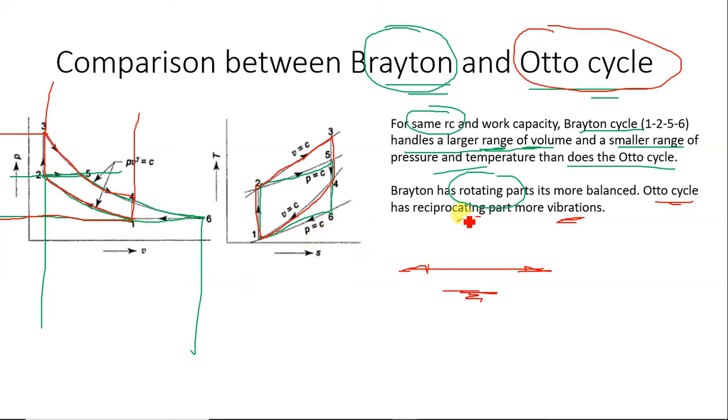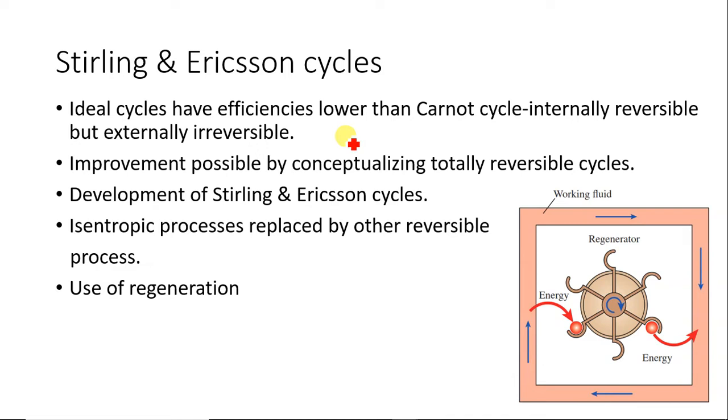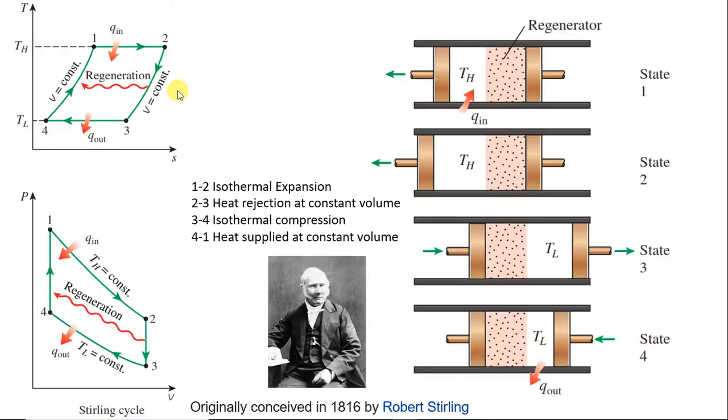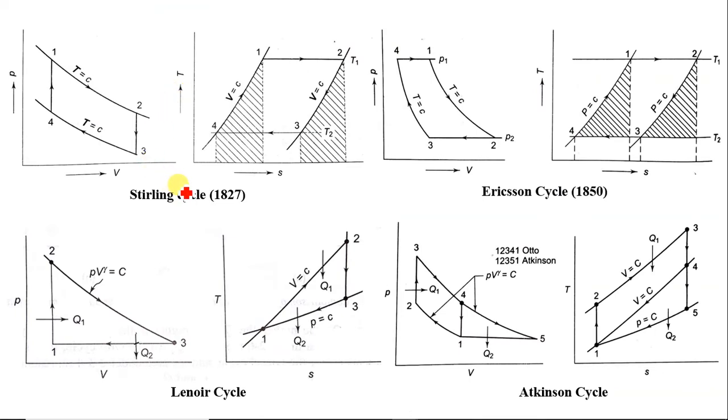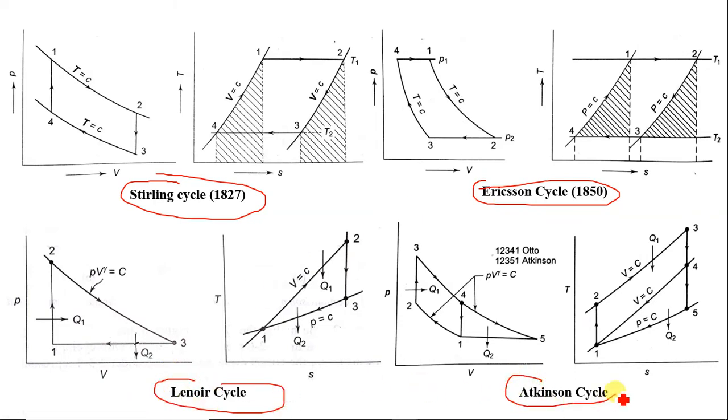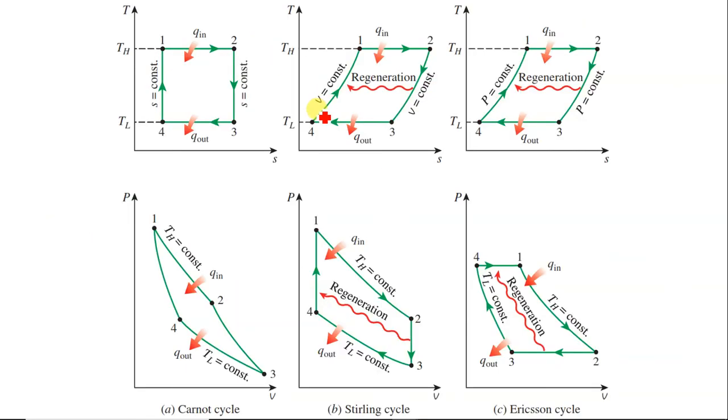Now we'll go to the next part, that is the Stirling and Ericsson cycle. We have completed everything with the Brayton cycle. The remaining 4 cycles, I'll go to the slide directly. What are the 4 cycles? We have the Stirling cycle, then the Ericsson cycle, then the Lenoir cycle and the Atkinson cycle. We are not going to see any derivation for this. We are only going to study the PV and TS diagrams and some basic concepts of those cycles. I'll go back to the previous slide here.